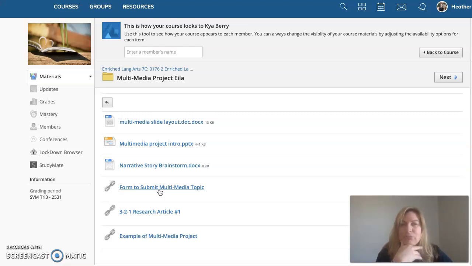So if you've read a book that is a good fit for this, as long as you can do all those things, do the plot diagram, talk about how it relates to the topic, I'm okay with that. So those are just some quick questions that I saw kind of coming up as you guys were starting to look at your multimedia project.